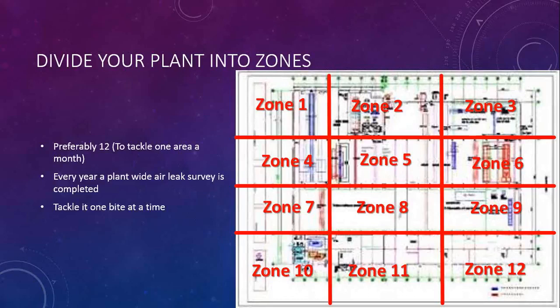That way, at least you know annually that your plant has an air leak survey done, and that's something that you can speak to. And the goal is to drive down your electrical costs, and you should be able to track that electrical trend as the costs drop, and you should be able to capture that as a hard savings in the end. And then tackle it one bite at a time.